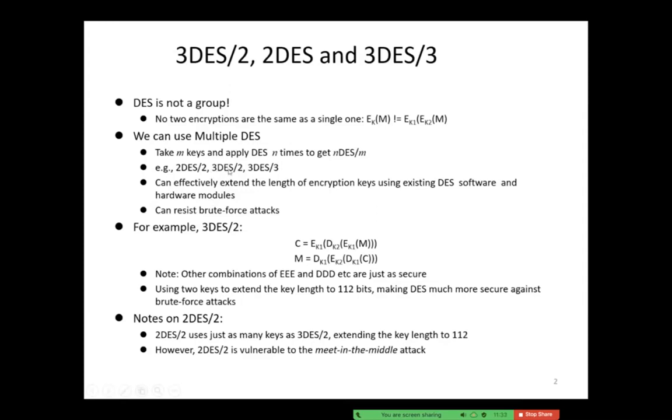But for 3DES, this is a normal way to apply DES. So you have two different keys, K1 and K2. Okay, you apply decryption on K1 and then you use encryption. Okay, this is the input. So you use encryption on K1, and then use decryption on K2, and use encryption on K1 again.